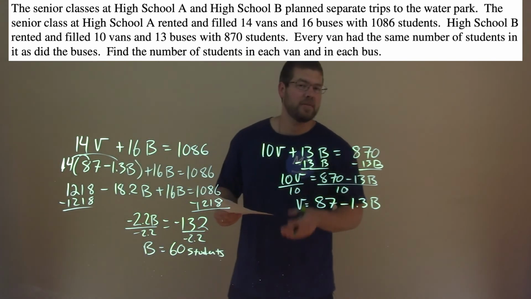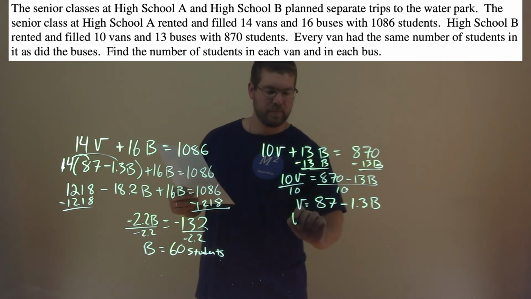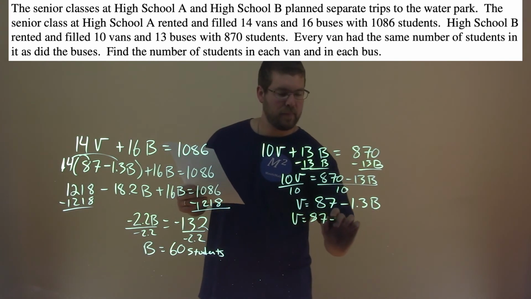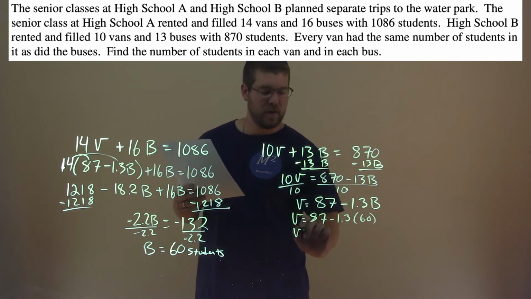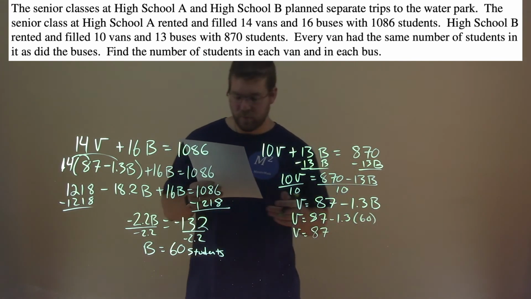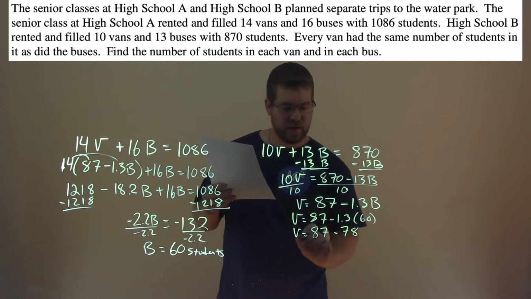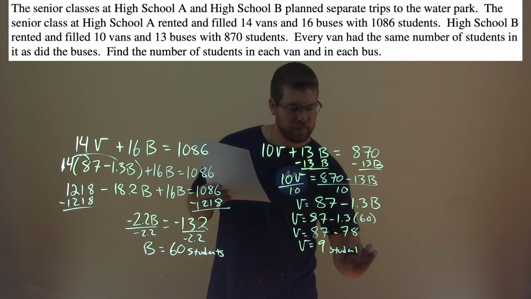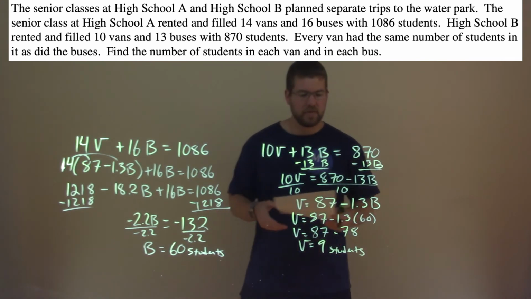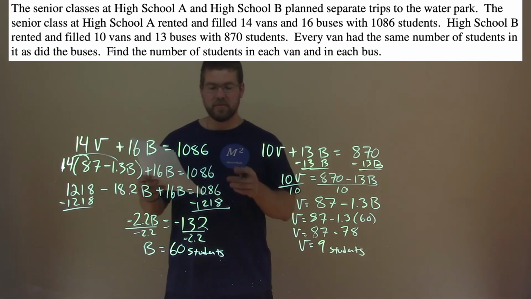So now we have to find how many students fit in the vans. Well, we're going to take that 60 and plug it in for that B right there. V equals 87 minus 1.3 times 60, and let's solve for V here. V equals 87, and 1.3 times 60 is 78. 87 minus 78 is 9, and it's students. So here we have our final answer. The van can hold 9 students, and each bus can hold 60 students.